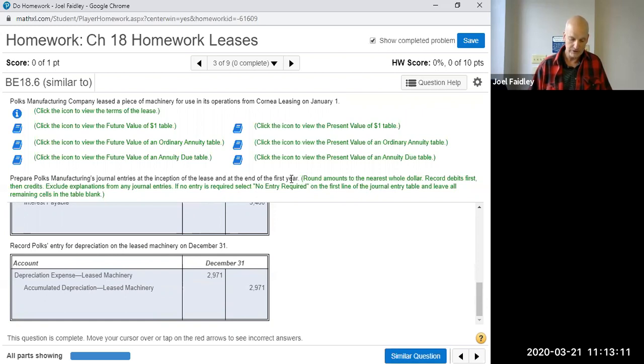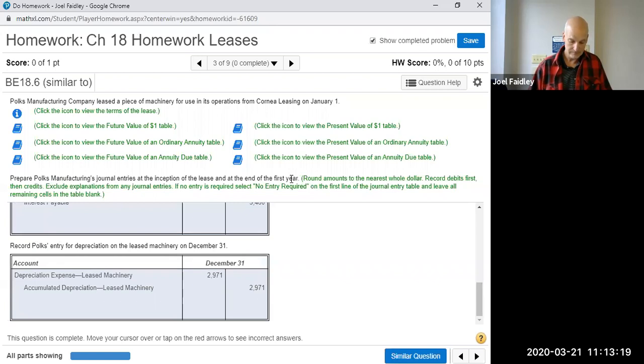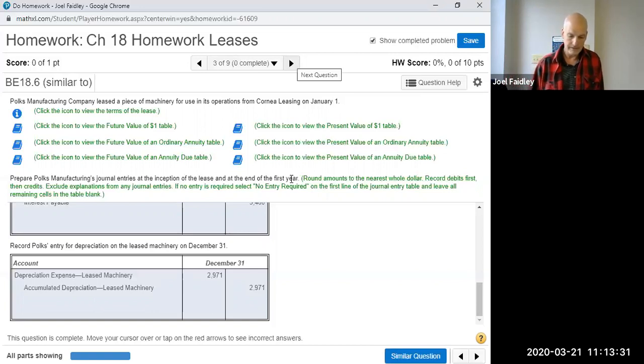They do show the depreciation expense, which is 32,682 divided by 11. It's 2,971. All right. Maybe some of these other ones will be a little more in depth. All right, let's look at number four.